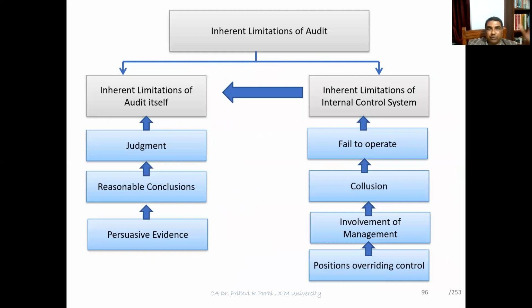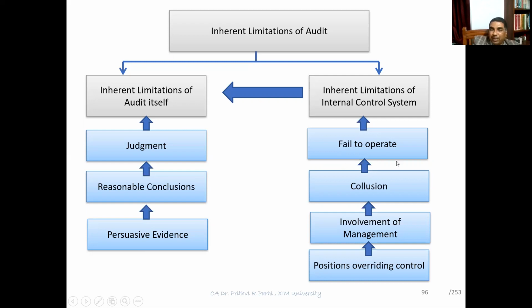Okay, all these things what I told you are written here. So now, coming to inherent limitations of audit, there are inherent limitations of audit itself, and there are inherent limitations of internal control system. And this inherent limitations of internal control system also contributes to the inherent limitations of audit. The inherent limitations of audit are, it involves judgment. Auditor can only draw reasonable conclusions, and the evidences are persuasive. And inherent limitations of internal controls are there.